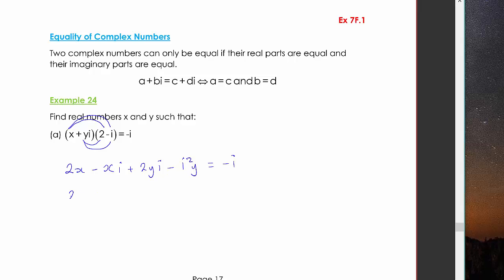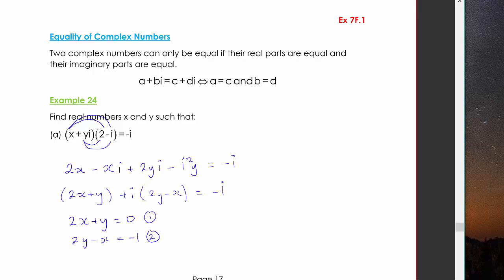So the real part of this is going to be 2x plus y. And then the imaginary part is going to be 2y minus x. Now, if it's going to be equal to negative i, that tells us that 2x plus y, the real part, has to be 0, and 2y minus x has to be equal to negative 1. And so we have simultaneous equations.